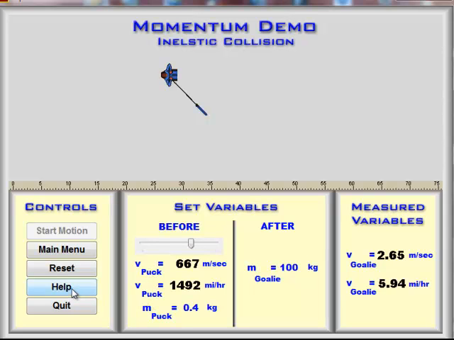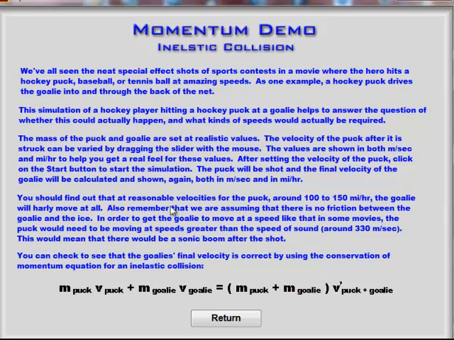All of these simulations have a discussion. So if you're having students run through these, they would have something to read that would explain exactly what's going on. Here's the equation for the inelastic collision between the puck and the goalie.